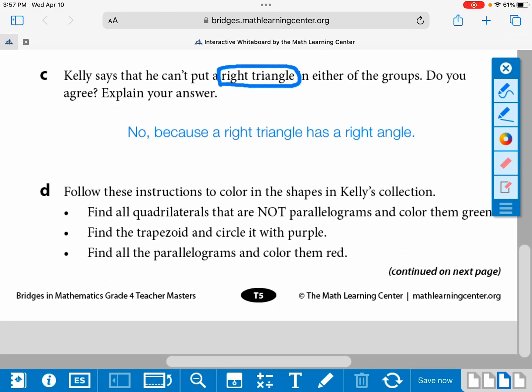For D, this one tripped a lot of people up, and that's okay. We're still working on classifying shapes, and this is just a good exercise. So we need to follow these instructions to color the shapes in the collection. First requirement, we need to have all quadrilaterals that are not parallelograms, and we need to color them green.